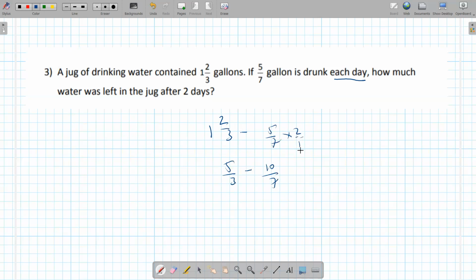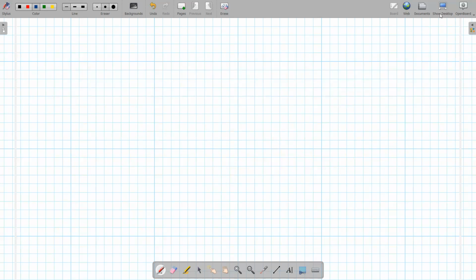Multiply the numerator with the numerator, the denominator with the denominator. What's the common denominator between 3 and 7? 21, right? So times 3 and times 7. What's 7 times 5? 35. So 35 over 21 minus 30 over 21, right? So you get 5 over 21, and there we go. So that much water is left.